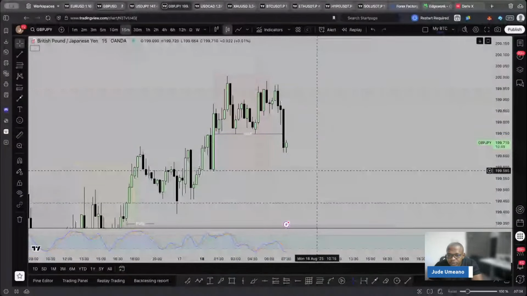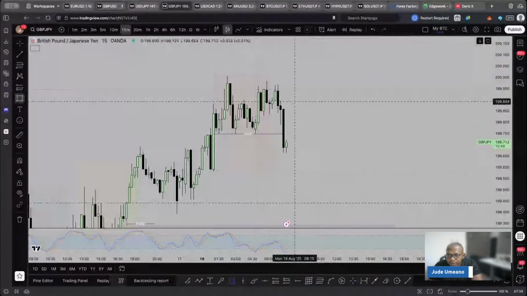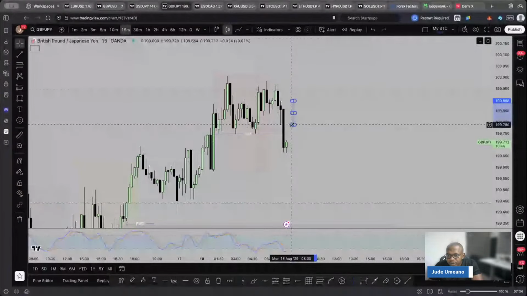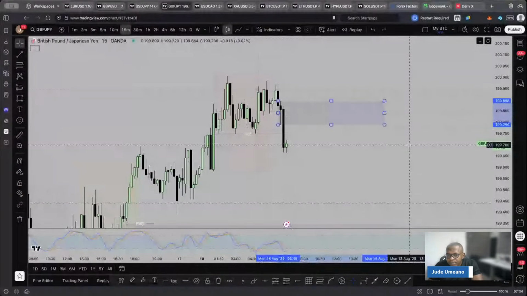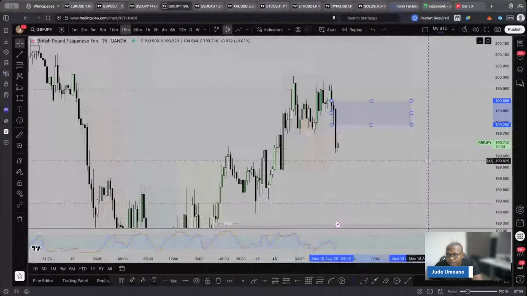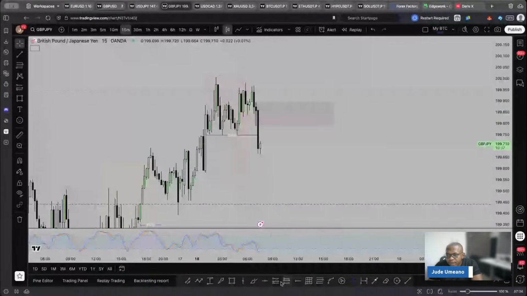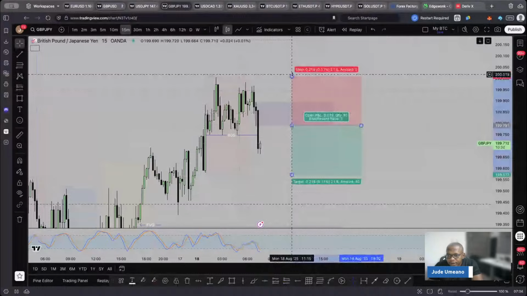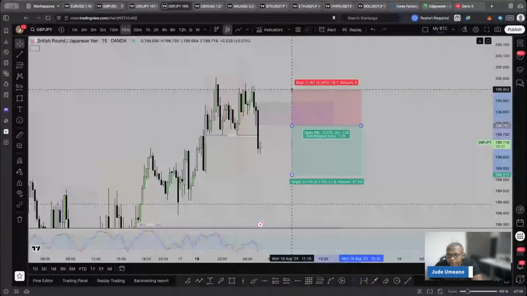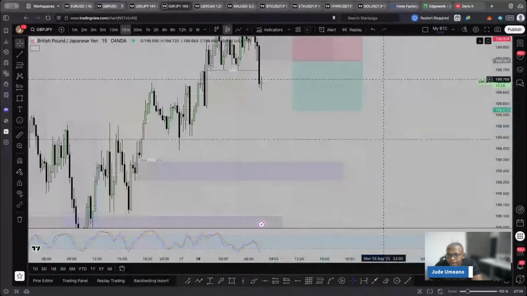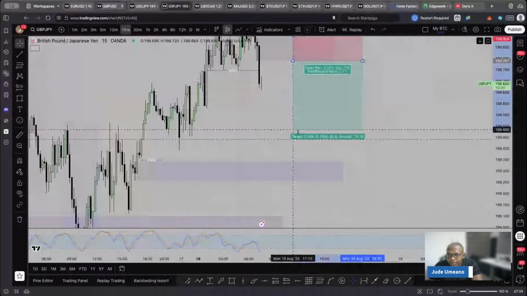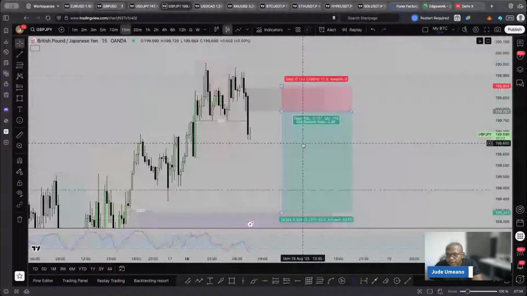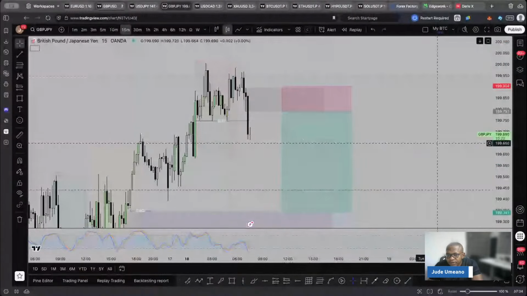Then the next one I'll be considering is this particular zone. So this is my demand zone now. So it means that what should I target? I should look at this short position from here, take it slightly above, then I can start targeting this particular zone here. So this is a 3.98 risk reward.